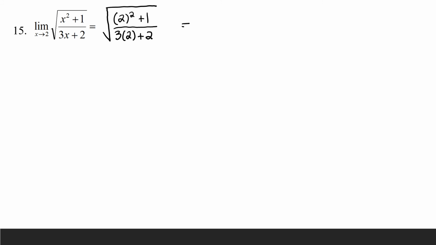And let's keep simplifying this. So this is equal to the square root of 2 squared, which is 4 plus 1, so 5, over 3 times 2 is 6, plus 2 is 8. Oh, okay. The limit is equal to the square root of 5/8. Always try direct substitution first, because if it does work, it's going to be so much quicker than the other methods.